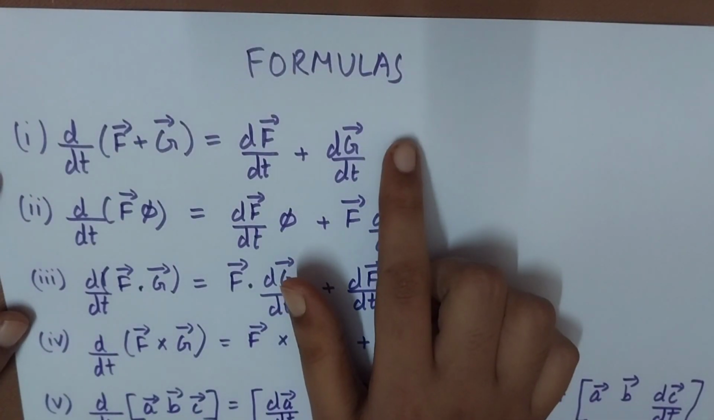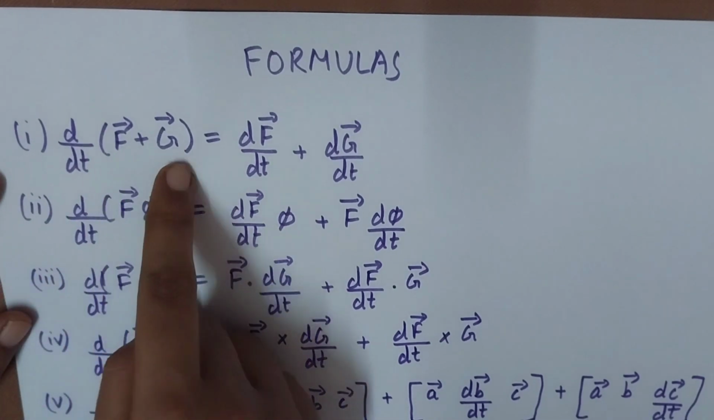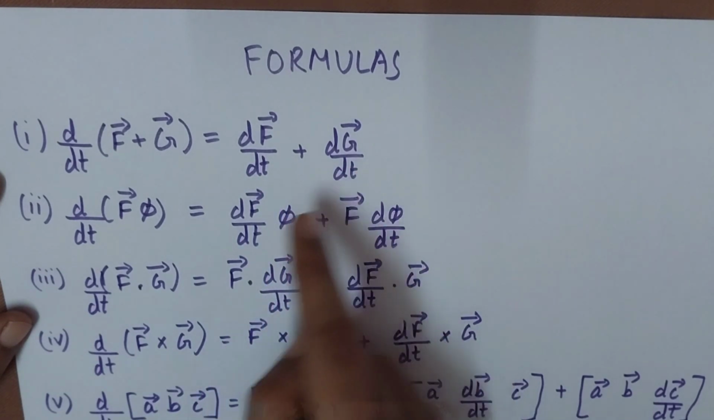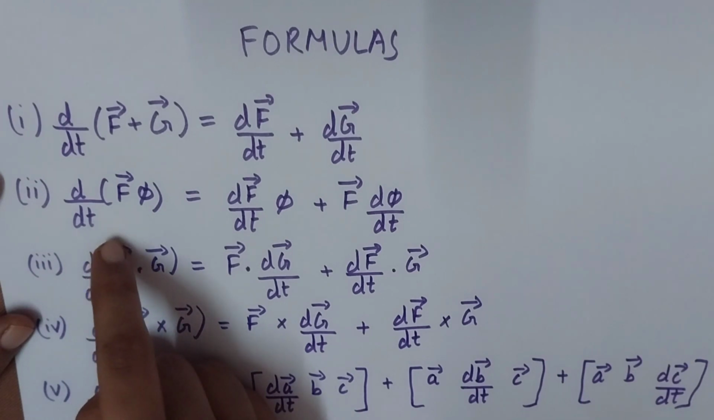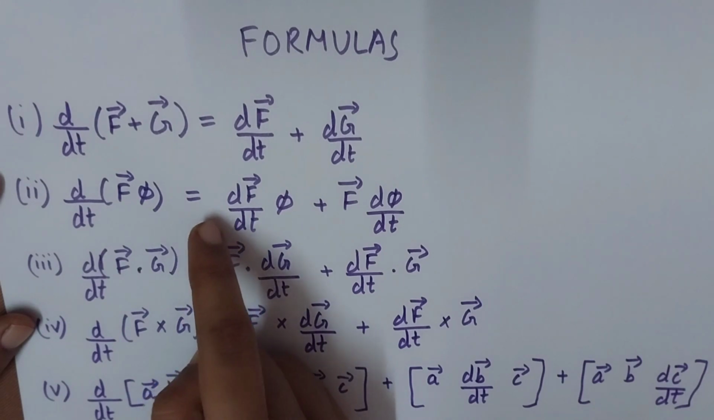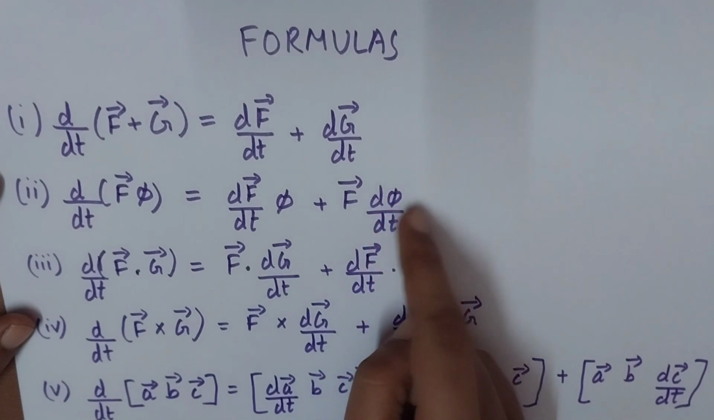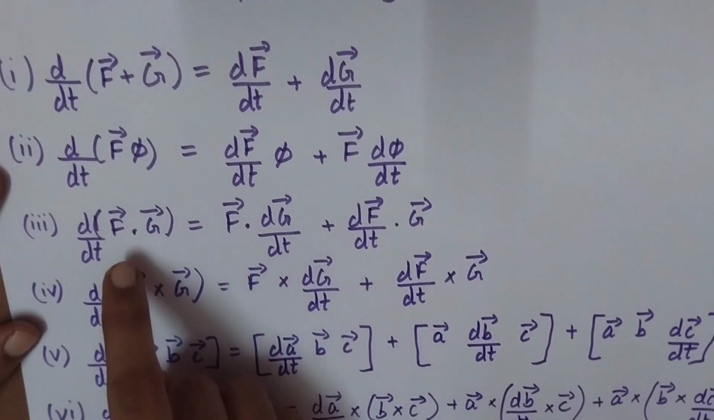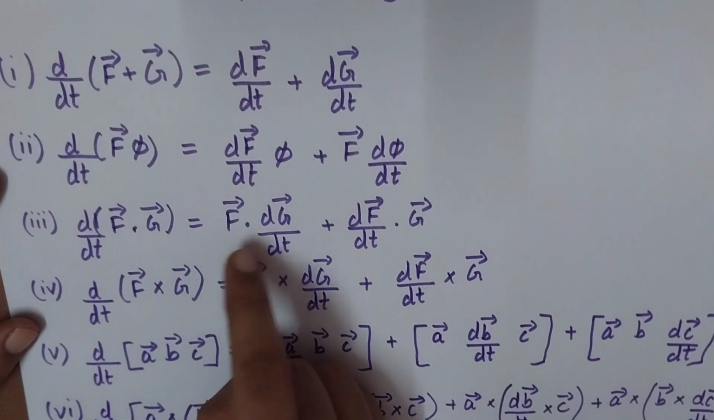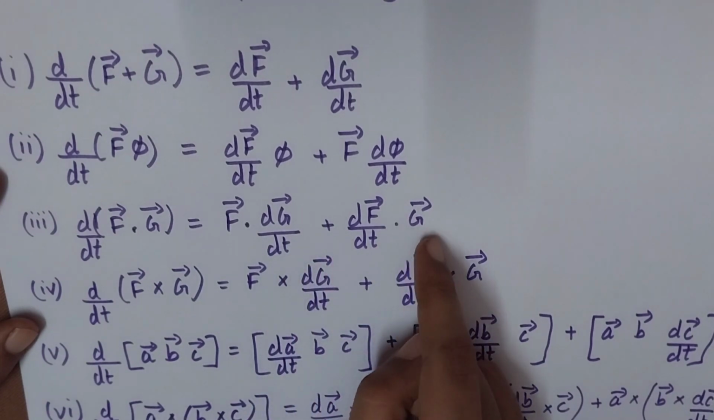Now we can learn some important formulas. Our first formula is d by dt of f vector plus g vector equals df vector by dt plus dg vector by dt. Now our second formula is d by dt of f vector times phi, where phi is some scalar function, equals df vector by dt times phi plus f vector times d phi by dt. Now third formula is d by dt of f vector dotted with g vector equals f vector dot dg vector by dt plus df vector by dt dot g vector.